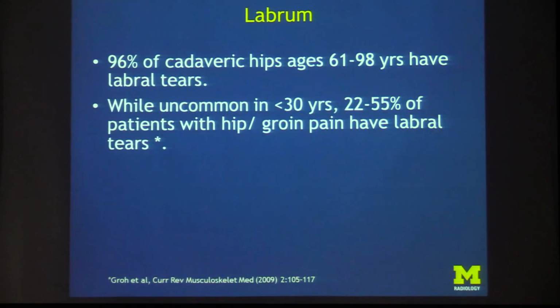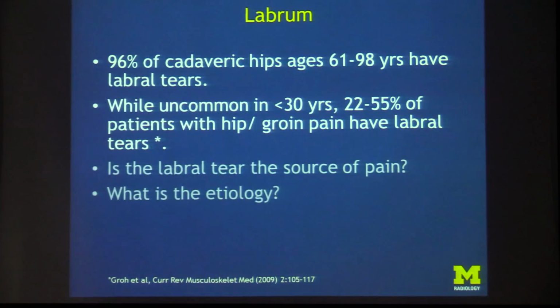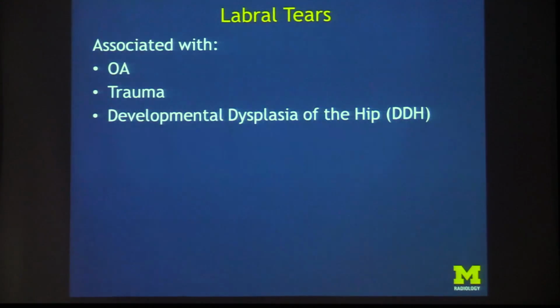The problem with labral tears is they're quite common in older individuals and not uncommon in young individuals as well. So when I see a labral tear, I ask myself two questions. One, is the labral tear the source of the pain, and why did it occur? What is the underlying etiology? And what do I mean? Well, labral tears occur with osteoarthritis, trauma, dysplasia of the hip, but also impingement.